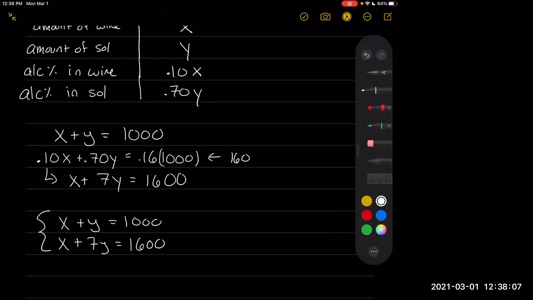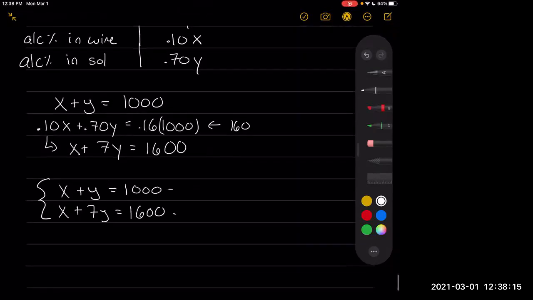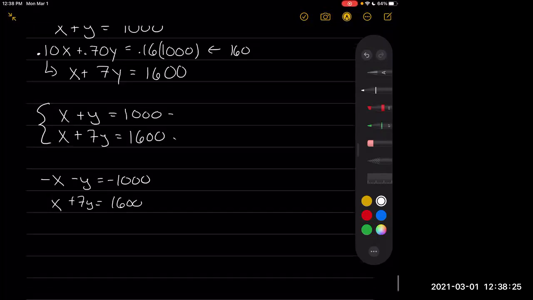So if we subtract this first equation from the second, we could rewrite it as negative X minus Y is negative 1,000. X plus 7Y is 1,600. And we add them, we end up with 0x plus 6y equals 600. So our y equals 100.